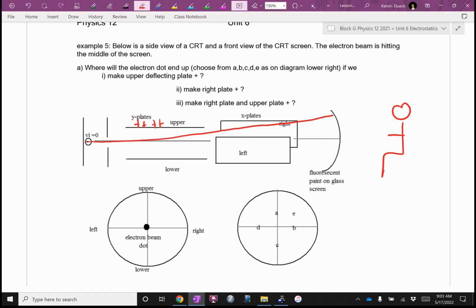So it doesn't actually hit the plate? No, we just bend it in between them. We want it to hit here. If it hits the plate, we don't get that little phosphorescent glow over here. So, A, is that okay?